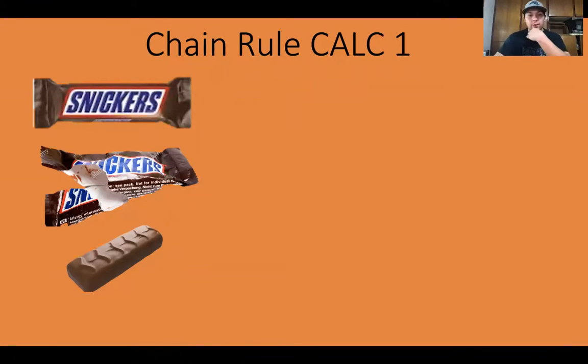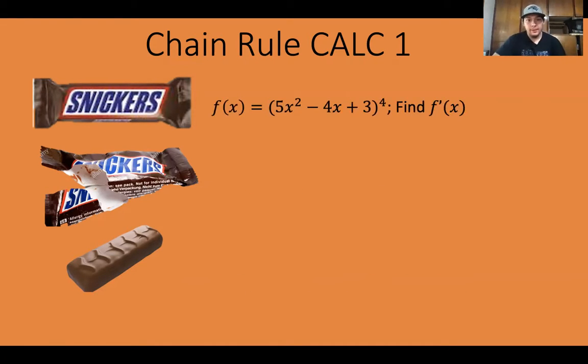So we're here in our slideshow presentation. I'm going to teach you guys the chain rule using a Snickers bar. So here's our first problem. It's going to be 5x squared minus 4x plus 3 all raised to the fourth power. We need to find f prime of x.